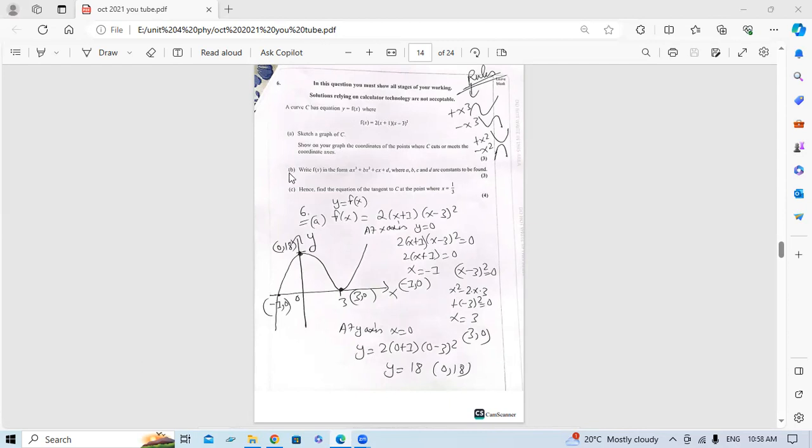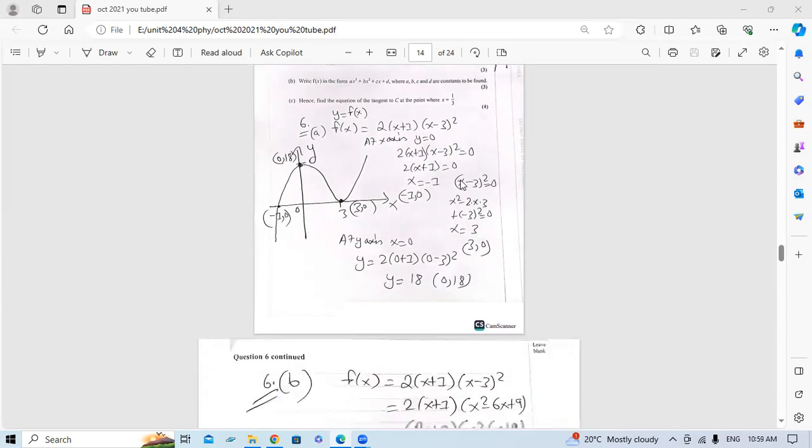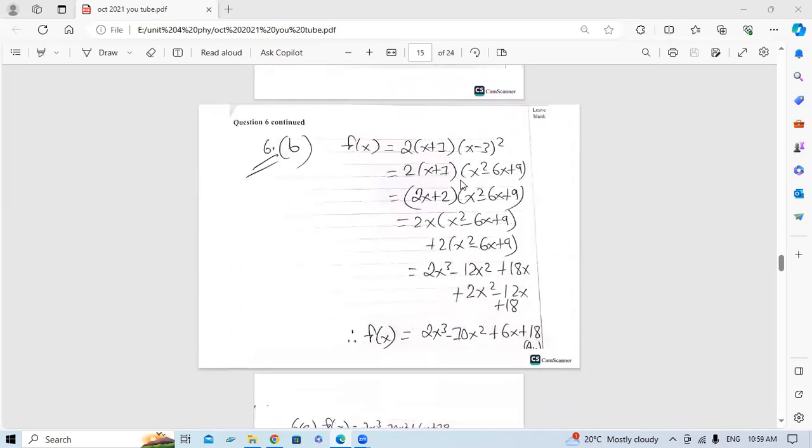At 6b, it has been asked that we write f(x) in the form ax cubed plus bx squared plus cx plus d, where a, b, c, and d are constants to be found. At question number 6b, f(x) equals 2 into (x plus 1) into (x minus 3) whole squared, expanded as a squared minus 2ab plus b squared, which becomes x squared minus 6x plus 9.